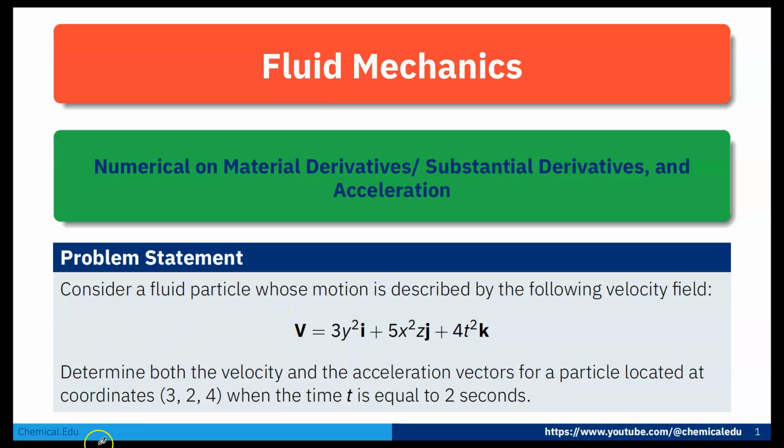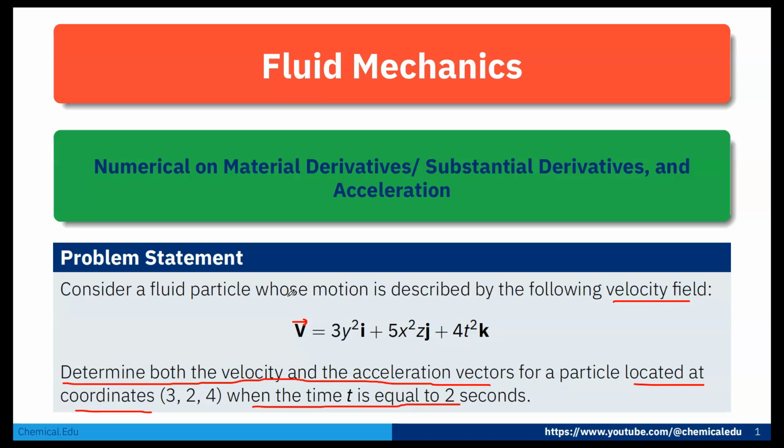Consider a fluid particle whose motion is described by the following velocity field, where capital V means a vector: V is equal to 3y² i plus 5x²z j plus 4t² k. Now we have to determine both the velocity and acceleration vector for a particle located at coordinates (3, 2, 4) when the time is equal to 2 seconds. So first we have to find the velocity and then the acceleration.